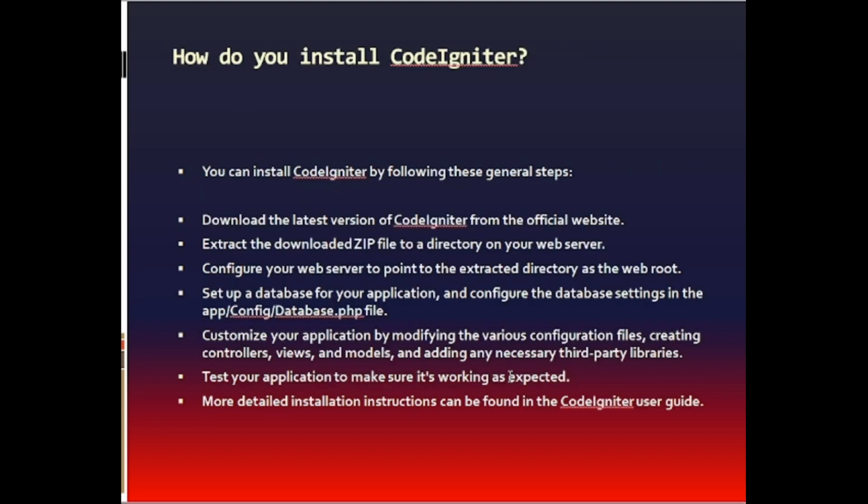How do you install CodeIgniter? Download the latest version of CodeIgniter from the official website. Extract the downloaded zip file to a directory on your web server. Configure your web server to point to the extracted directory as the web root. Set up the database for your application and configure the database settings in the app config database PHP file.